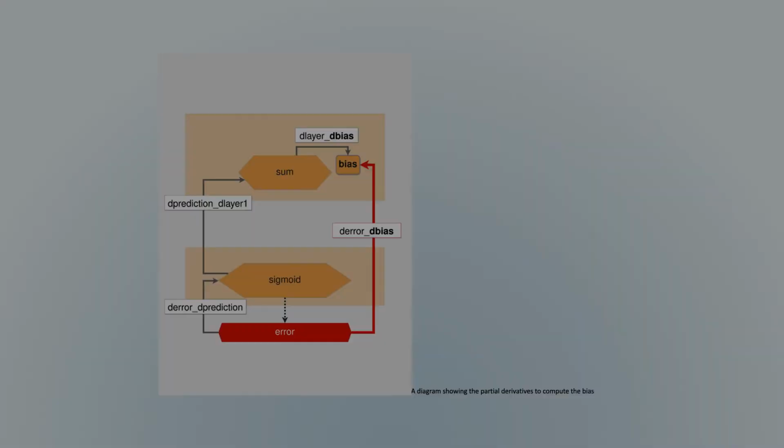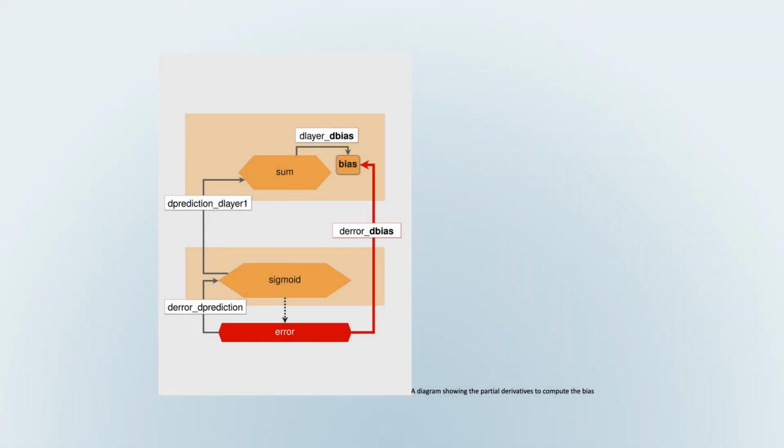In this section, you'll walk through the backpropagation process step by step, starting with how you update the bias. You want to take the derivative of the error function with respect to the bias, dir_bias. Then you'll keep going backward, taking the partial derivatives until you find the bias variable. Since you are starting from the end and going backward, you first need to take the partial derivative of the error with respect to the prediction. That's the dir_prediction in the image below. A diagram showing the partial derivatives to compute the bias.